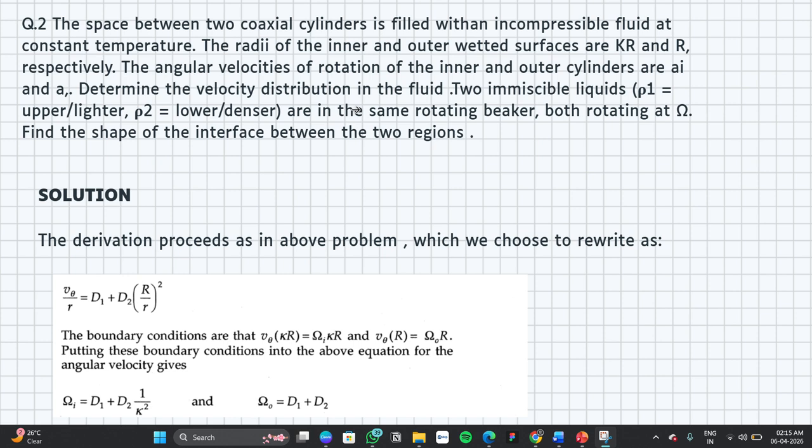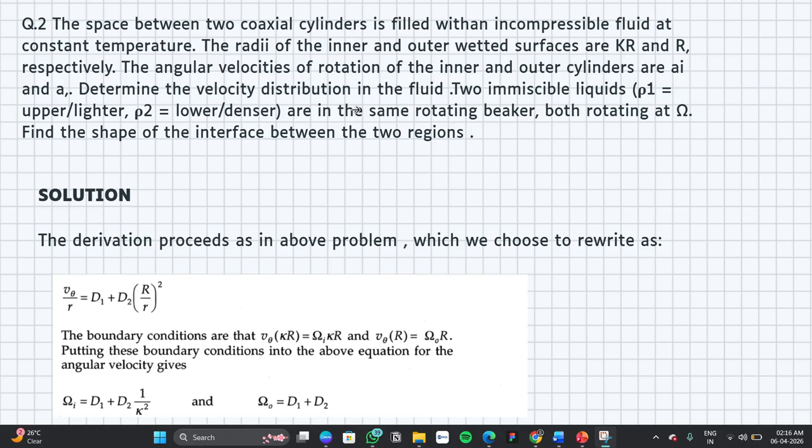Because the fluid is incompressible and the system is steady, the flow depends only on the radial position. Therefore, the velocity distribution develops due to rotation of both cylinders. The key idea is that fluid layers experience shear due to the difference in rotational speeds. This creates a velocity profile between the cylinders.